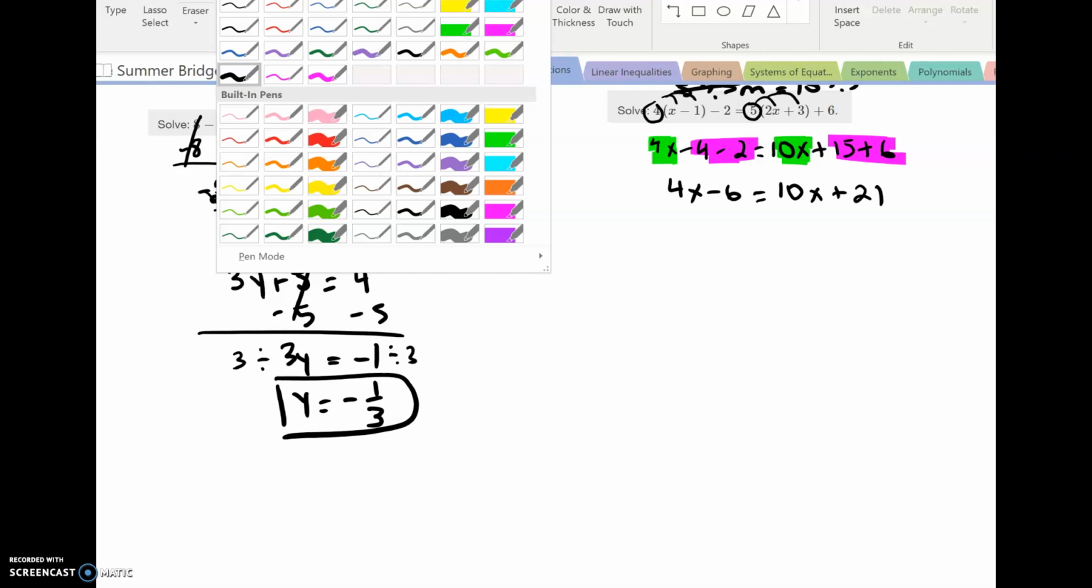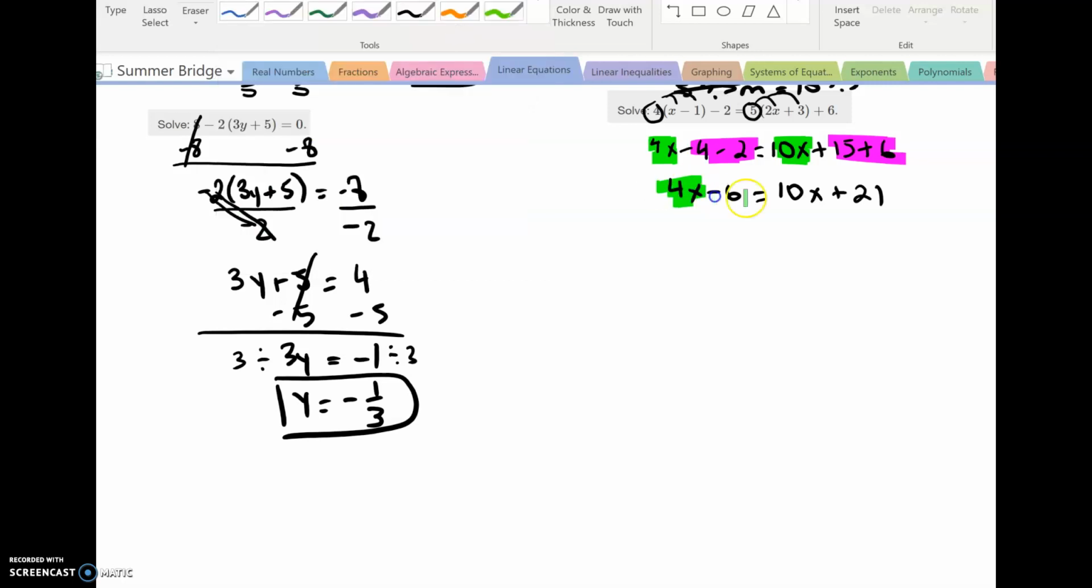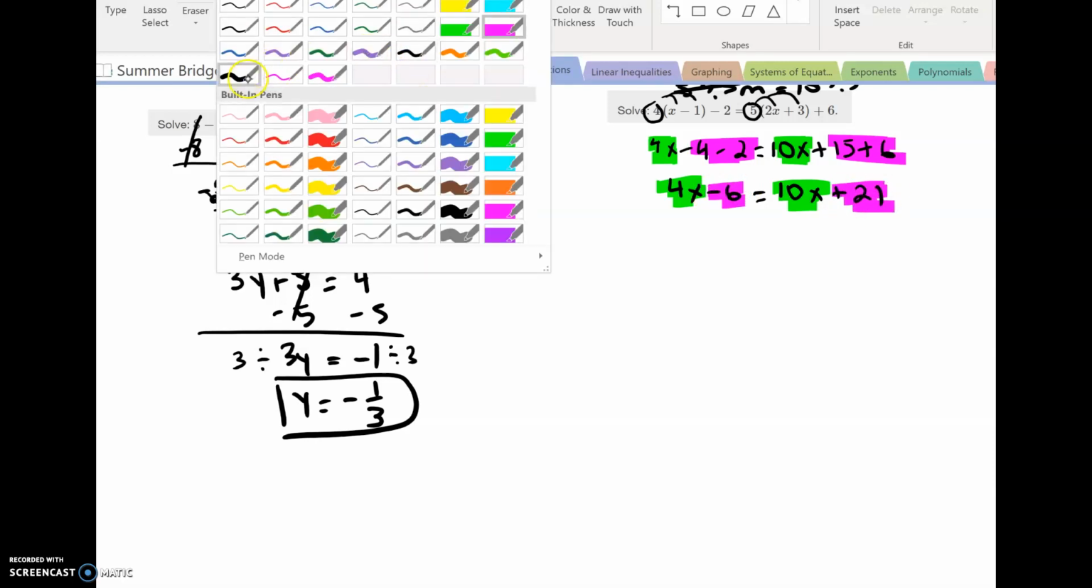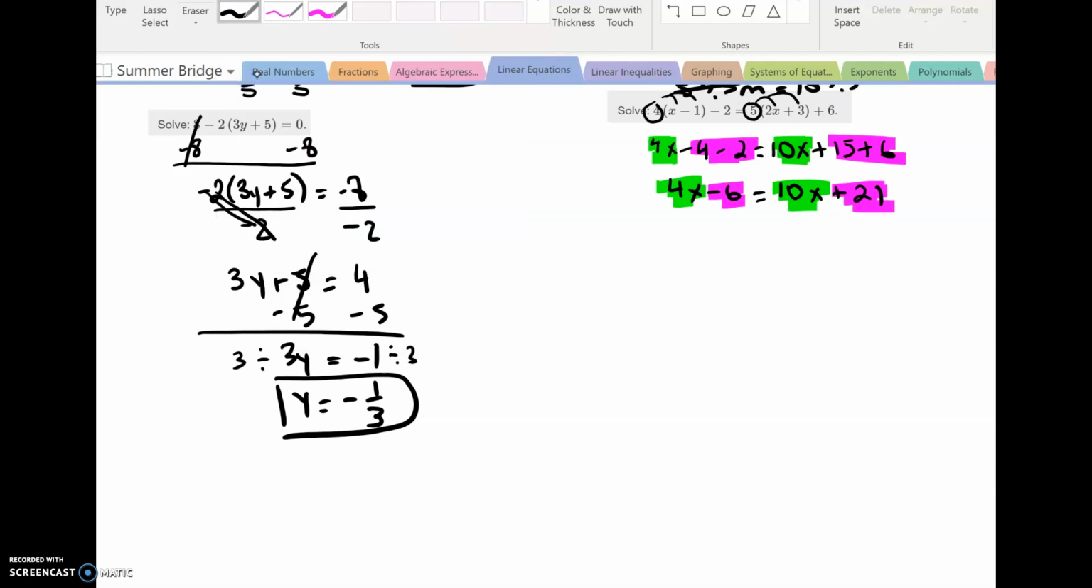So I'm going to go back to color coding just to keep ourselves organized. Okay, and then my constants were in purple. Perfect. All right, so now I'm going to get the variable terms on one side, and I'm actually going to subtract the 10x from both sides. The reason I'm doing this is so that you see another example of where you have a negative coefficient. So if I were to do 4x minus 10x, we'd get a negative 6x, okay?